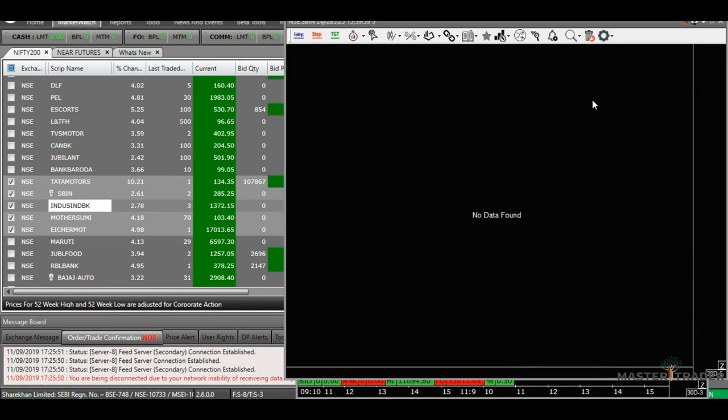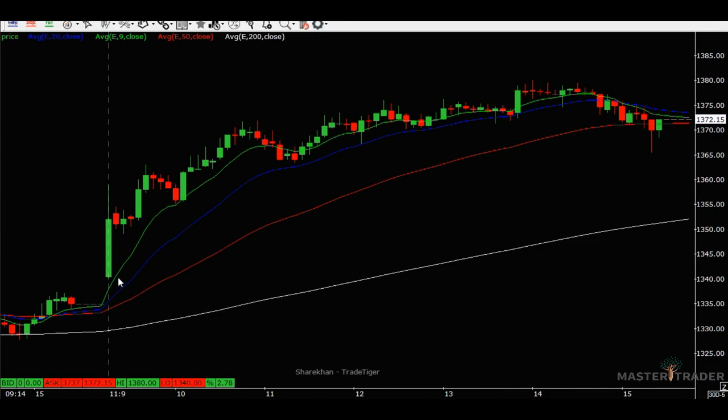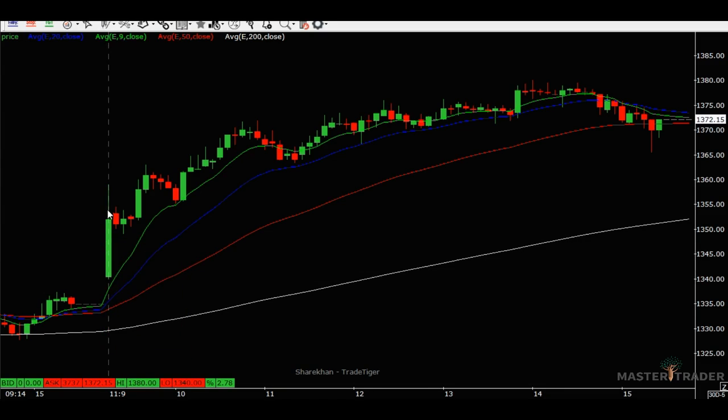Let's look at one more example. This is IndusInd Bank 5 minute, nice opening, huge green candle. Price is still going up, and now it starts to pull back and touches the 9 EMA. See how it just touches it and bounces, and we get our bullish engulfing pattern here. You enter above the high, put your stop loss below the low there, and you can simply book your profits. Now profit booking, we'll discuss in another video.